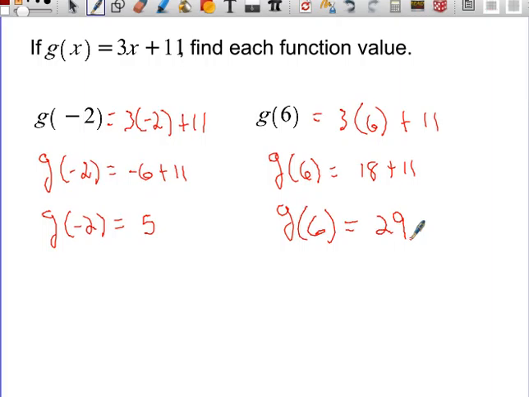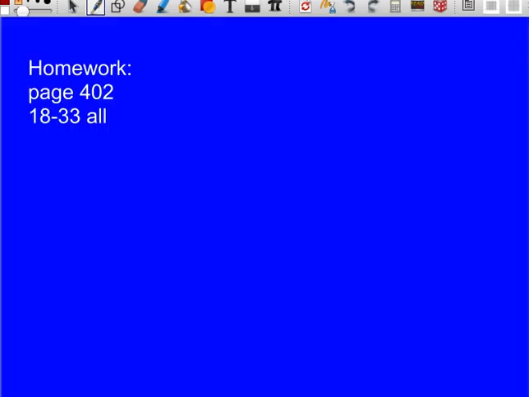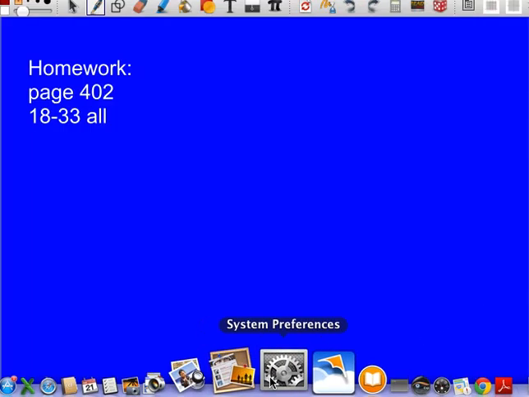All right, we good? Does this make sense? Yeah. It's just a new way of looking at equations, a new type of equation, function notation. All you're doing is substituting numbers in for x and solving. 16 problems for your homework.